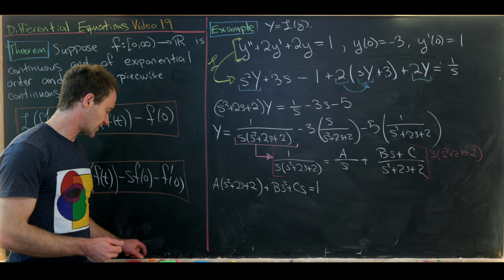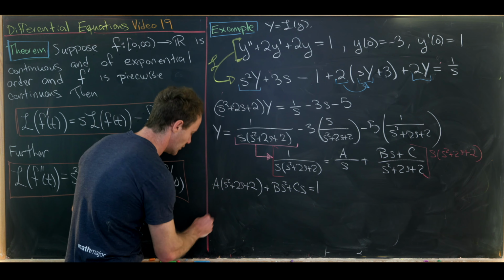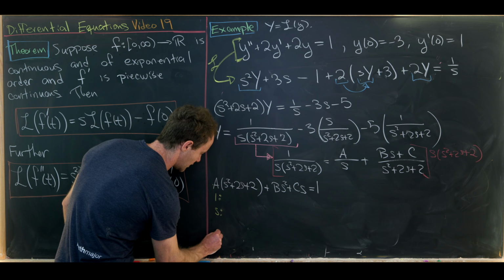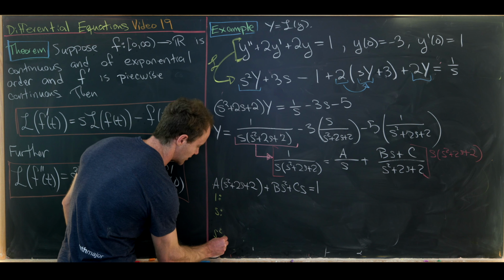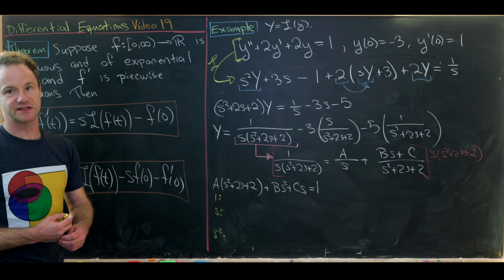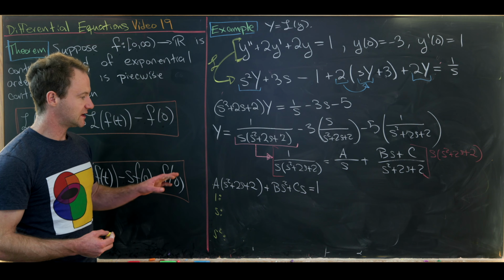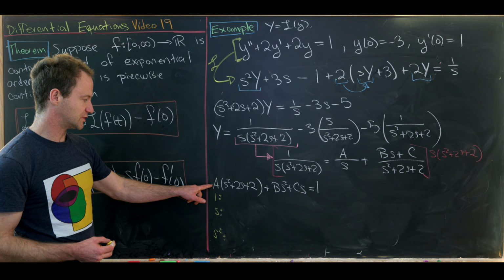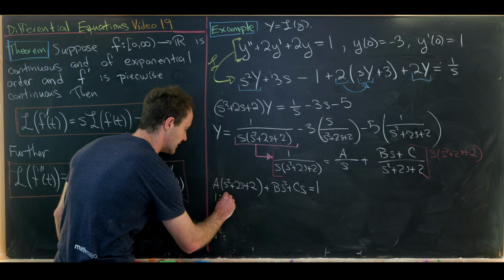And now we can extract appropriate coefficients. We'll extract our constant term, we'll extract our s term, and we'll also extract our s squared term, one at a time. That should build a system of equations that we can solve. Let's start with our constant term. On the left, there's only a single constant term, which we get from A times 2, so that's 2A.